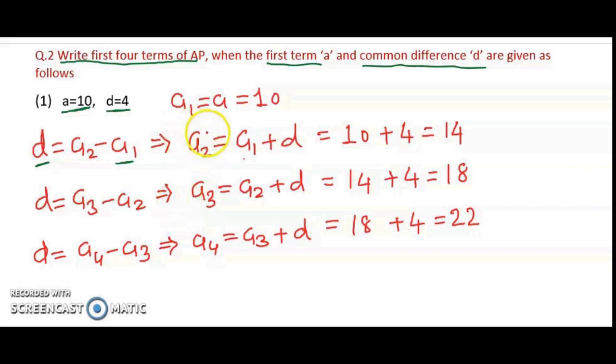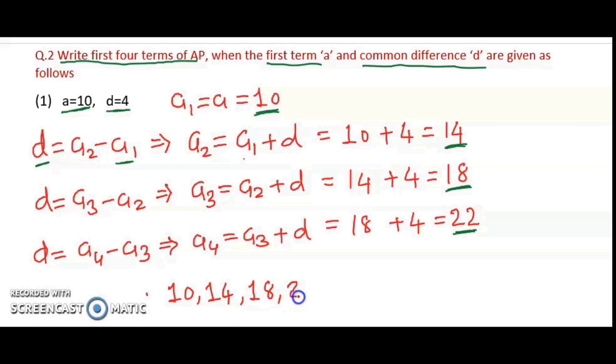So this way we find that the first term of the series is 10, second term is 14, third term is 18 and fourth term is 22. You can write: first term is 10, second term is 14, third term is 18, fourth term is 22, and so on. So this is our required arithmetic progression. So simply you can see here, if you want to find out the second term, we will add the common difference to the first term.